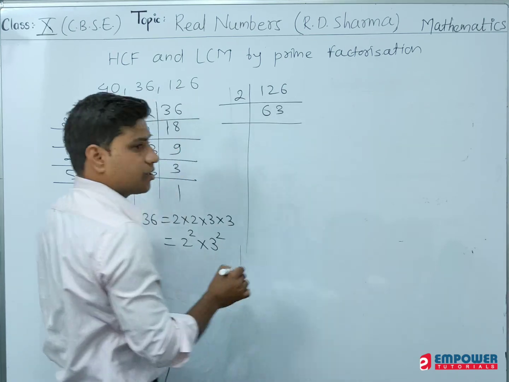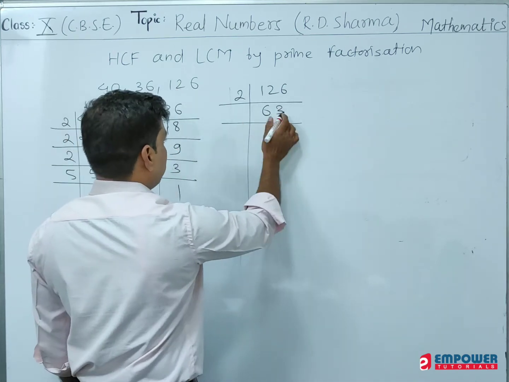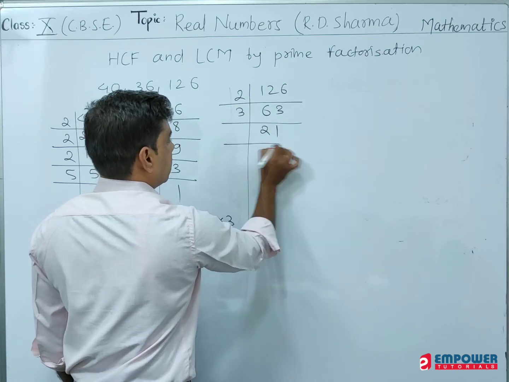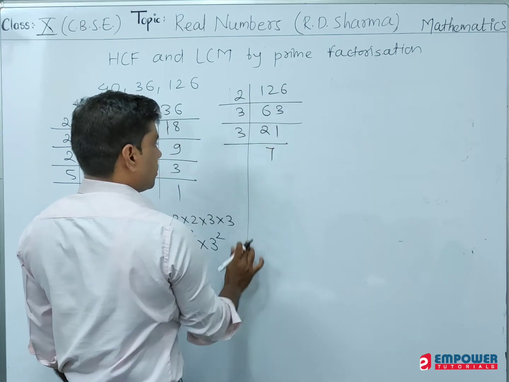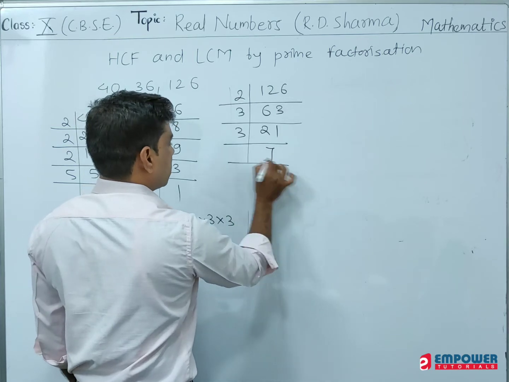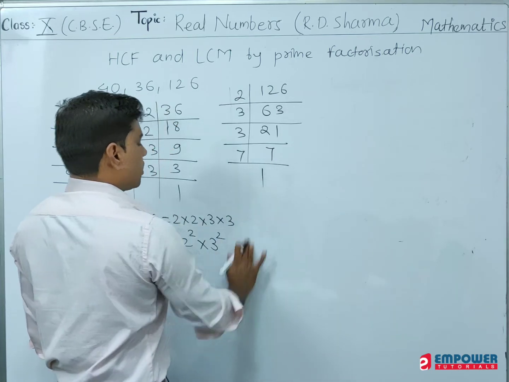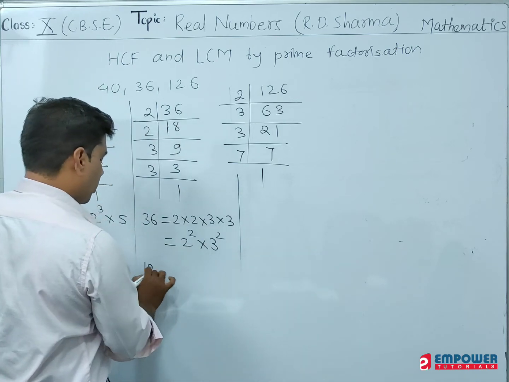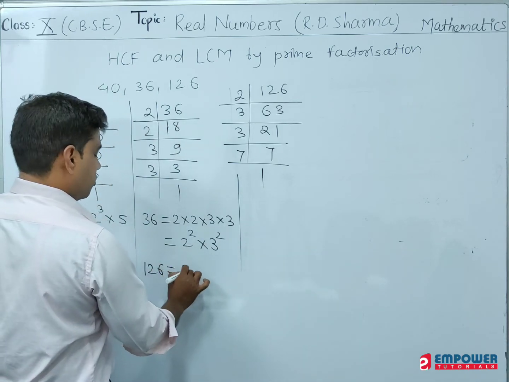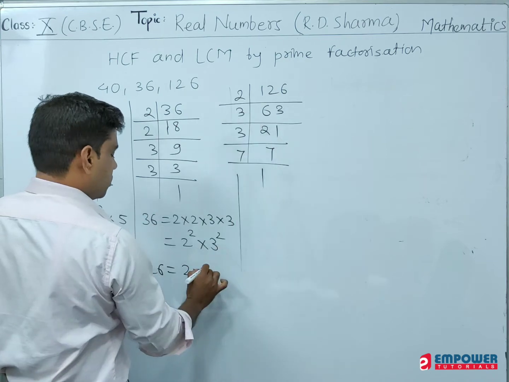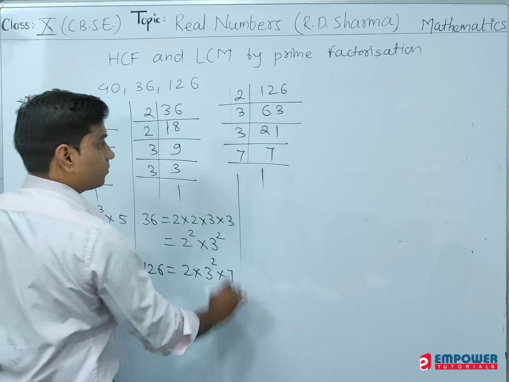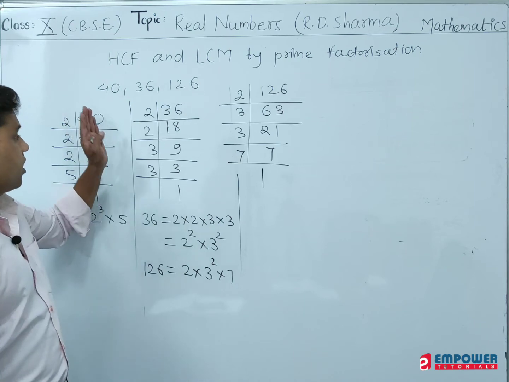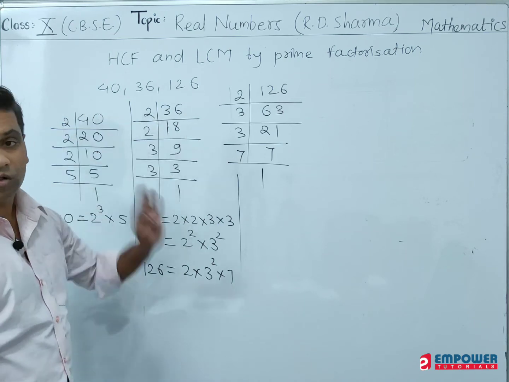Now as there is a 63, we know that the number is not divisible by 2, so it is divisible by 3. 3 2s are 6, then 3 1s are 3, 3 7s are 21, and as 7 is a prime number, 7 1s are 7. Okay, so the factors of 126, I am writing over here, it is 2 into 3 occurring 2 times into 7. Got it? So this is easy. We have found the prime factors of all these three numbers.